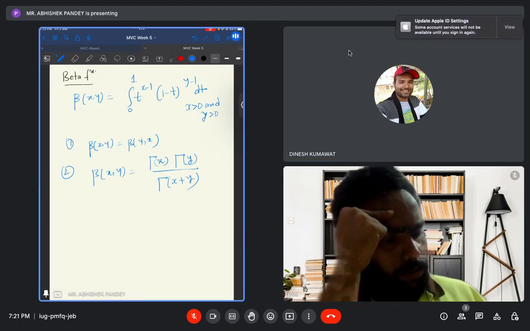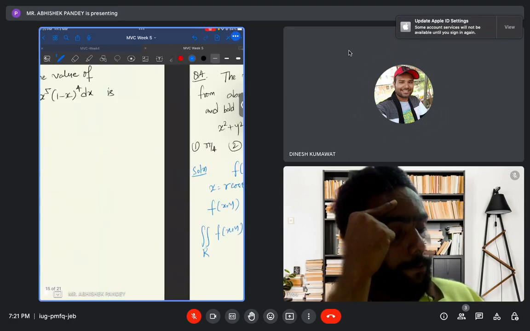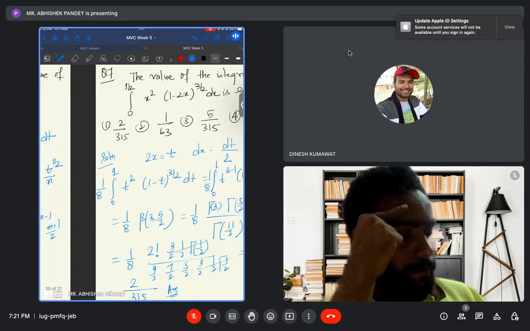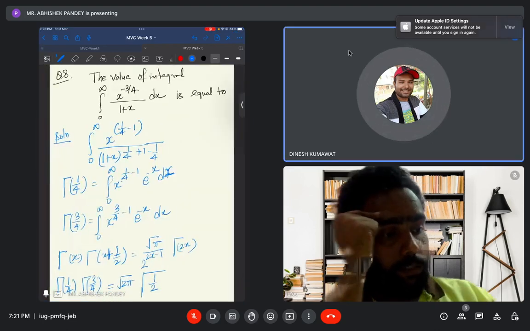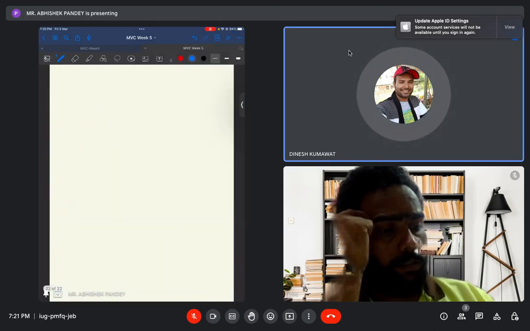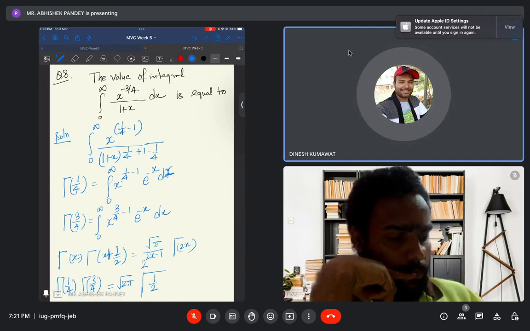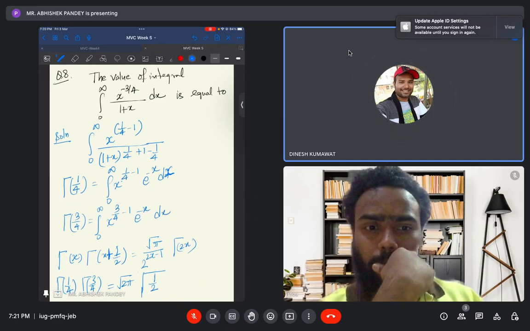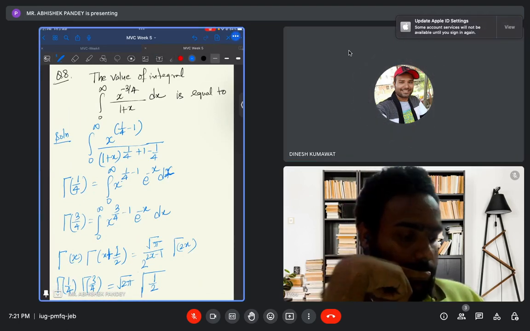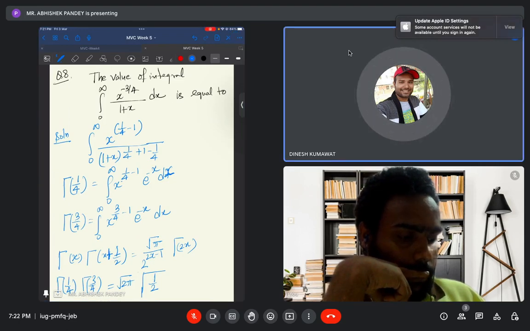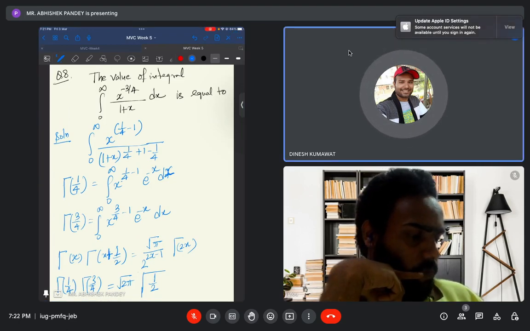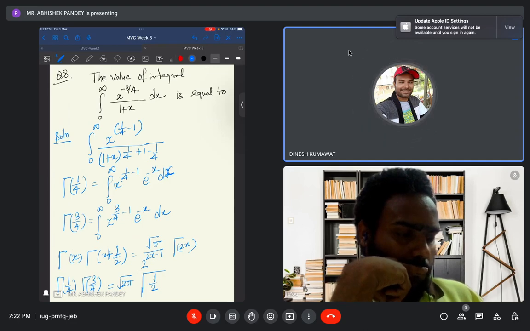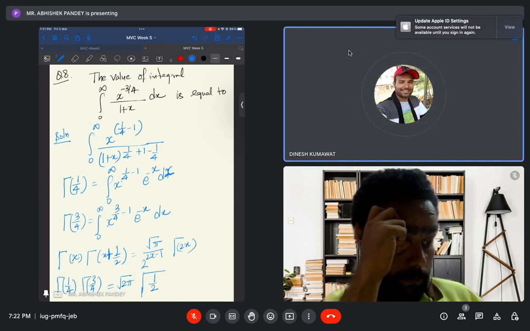This is 0 to 1, but yeah, you're telling something. Hello, so the original question is something different. So how can we connect this with that question? Which question? You have written gamma 1 by 4, gamma 3 by 4 is equal to this. So how can we connect this with the original question?